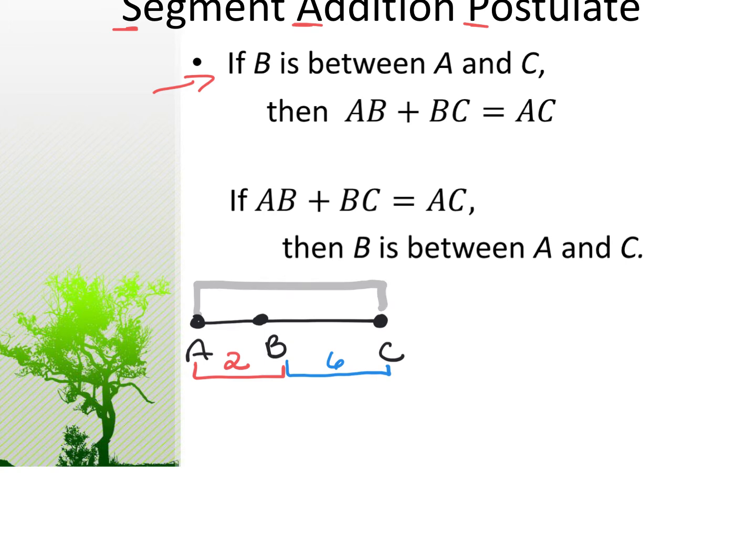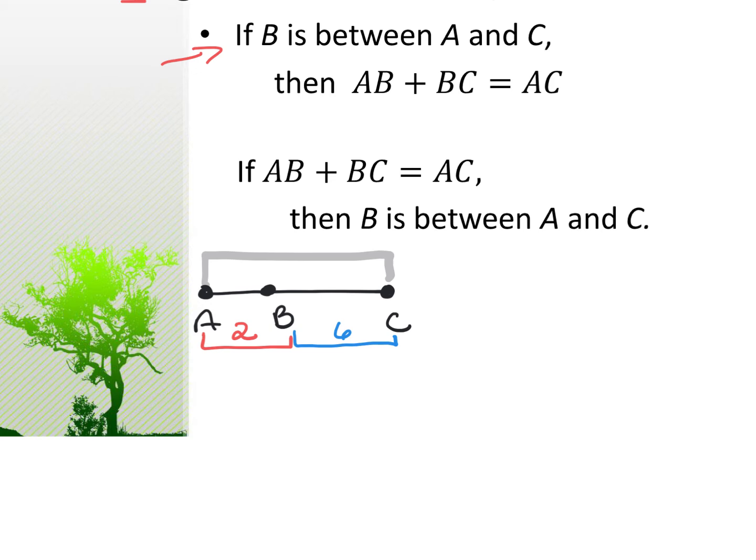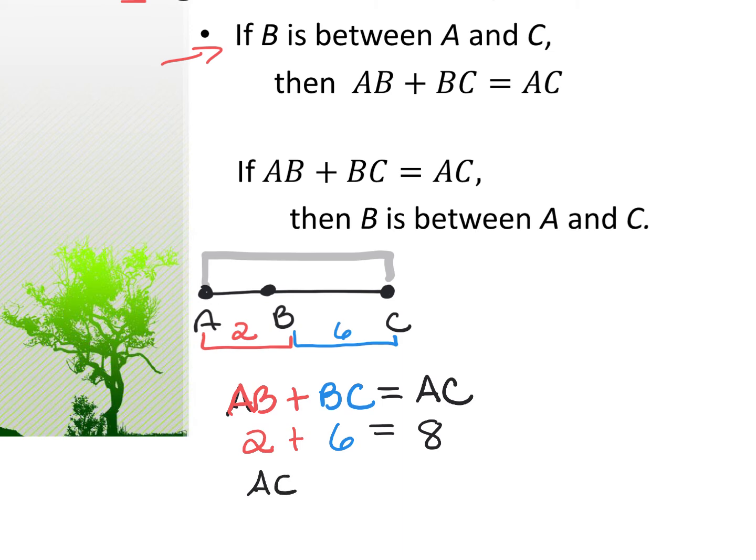I want to figure out how long the entire segment is, and I can use my segment addition postulate. So what I could state is that little piece AB plus BC is going to give me the length of the whole segment. So if I know that AB is 2 and BC is 6, then I know the length of my whole segment is 2 plus 6, and it's going to be 8. So AC is going to be 8.